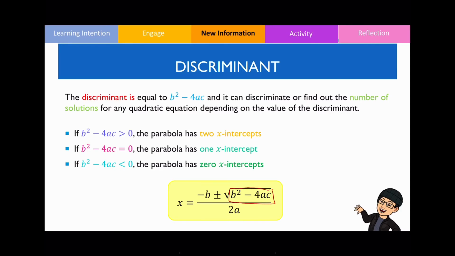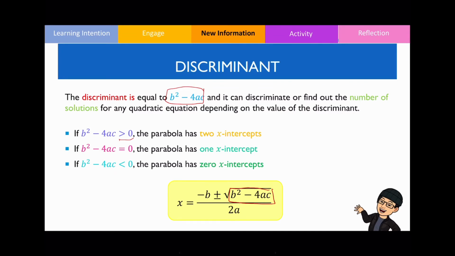And it can discriminate, meaning it can find out the number of solutions for any quadratic equation depending on what value you get. Once you've substituted the values into this portion of the quadratic formula, if it's greater than 0, then this implies that you will have 2 x-intercepts. On the other hand, if your value is equal to 0, this implies that you will only have 1 x-intercept.